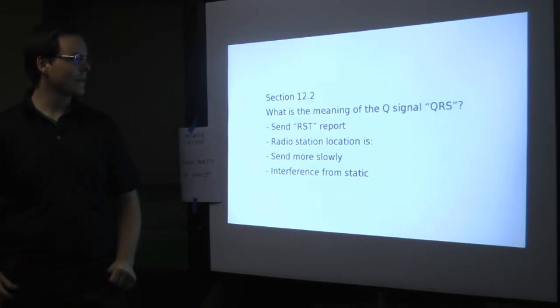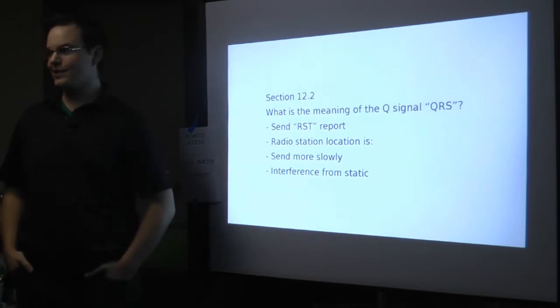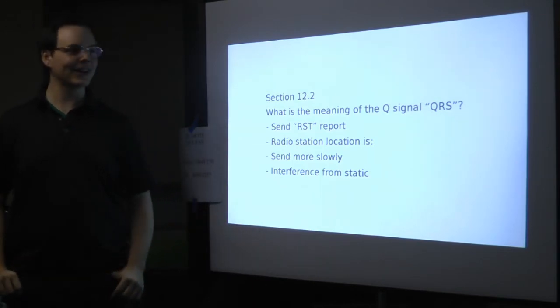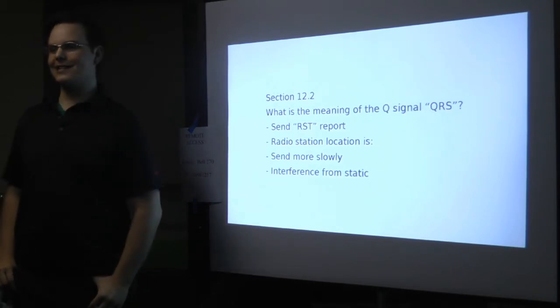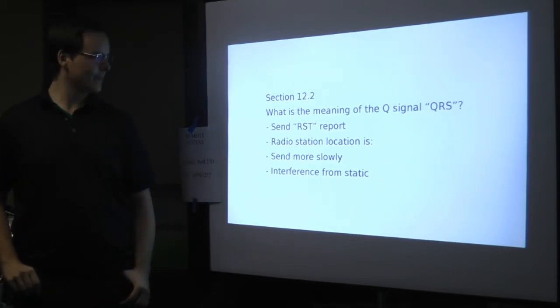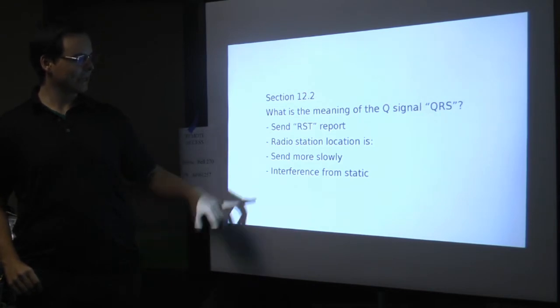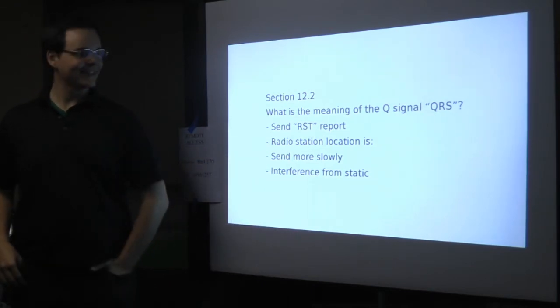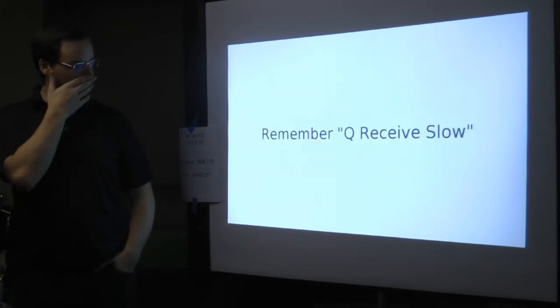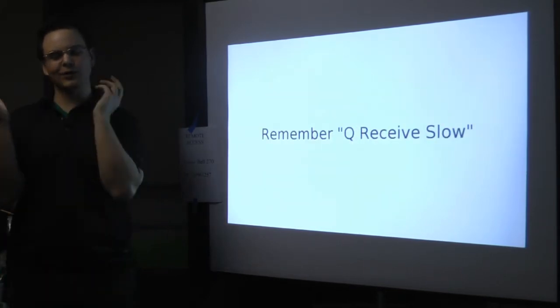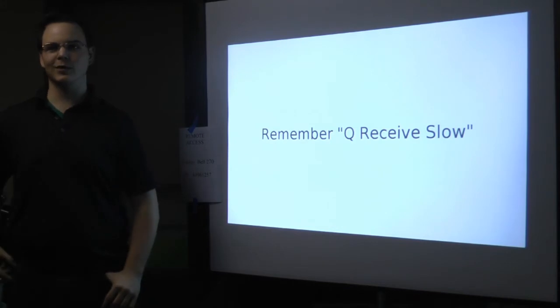2 slides. Perfect. So here we go to Q codes, and we get to go through all of these, and hopefully you've all got them memorized. What is the meaning of this Q signal QRS? We got send more slowly, so number 3. And for anybody who's trying to come up with mnemonics, receive slow is kind of one I use.